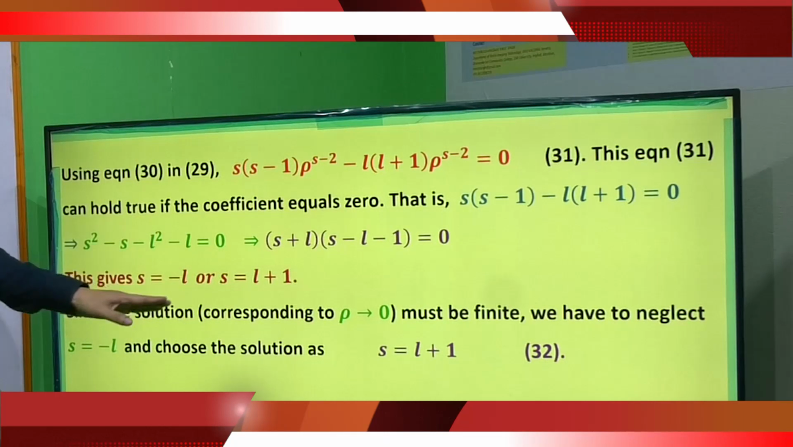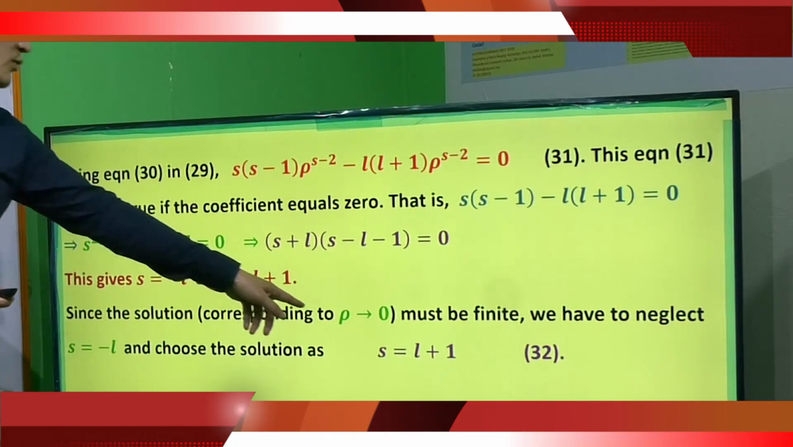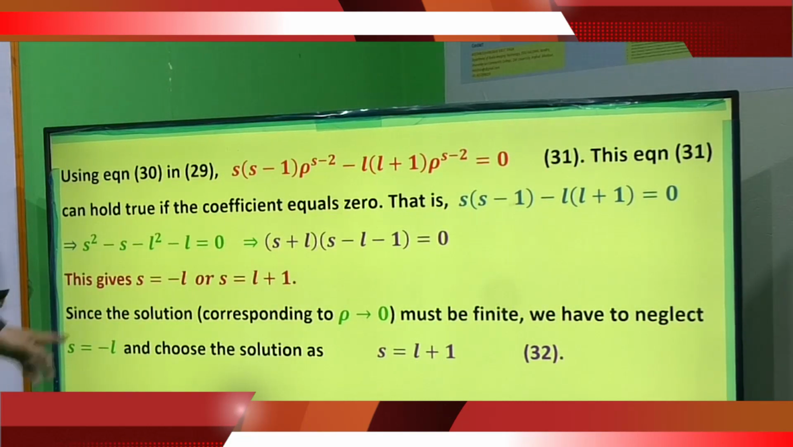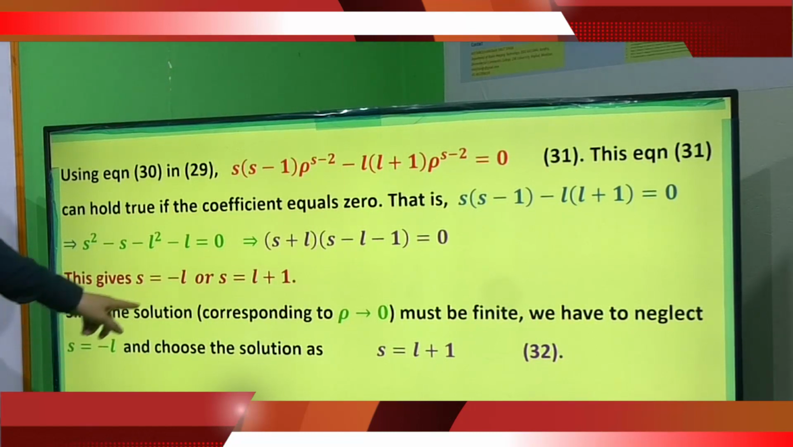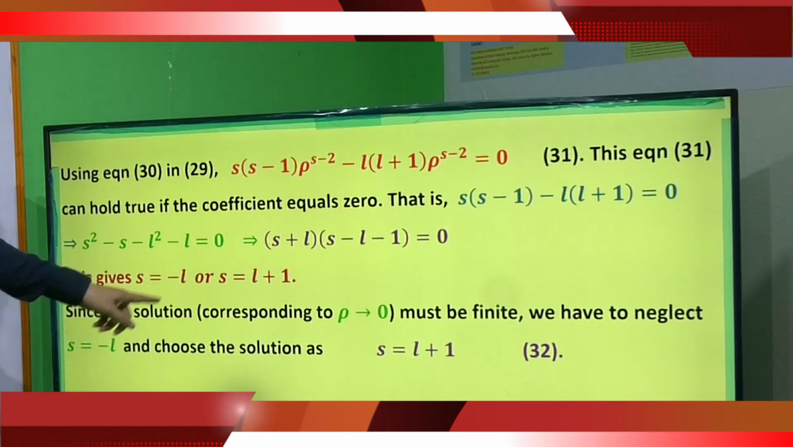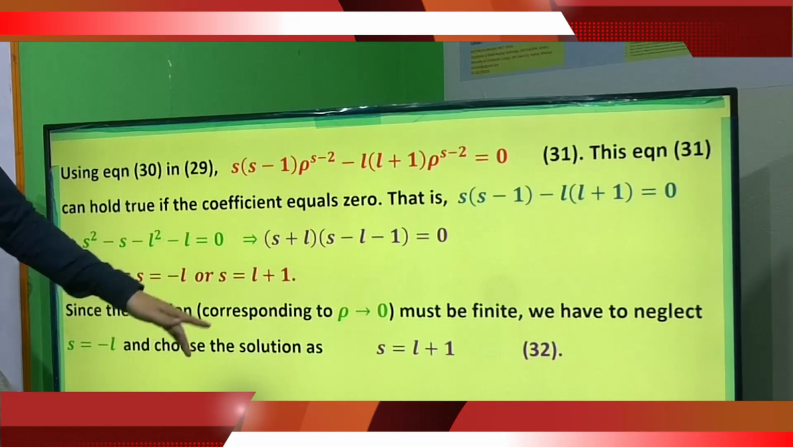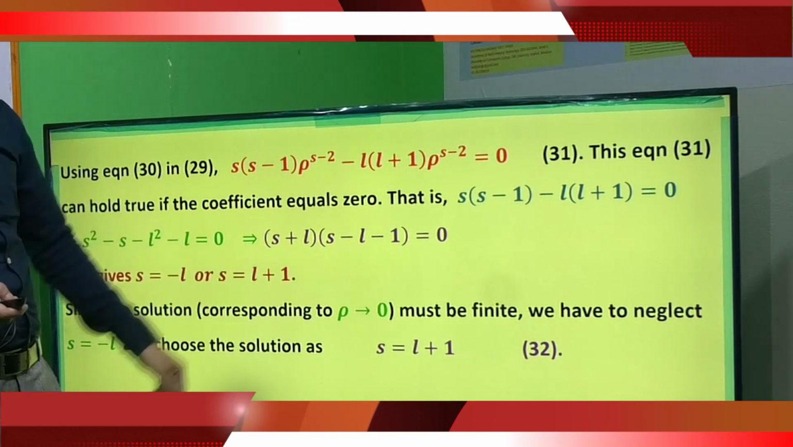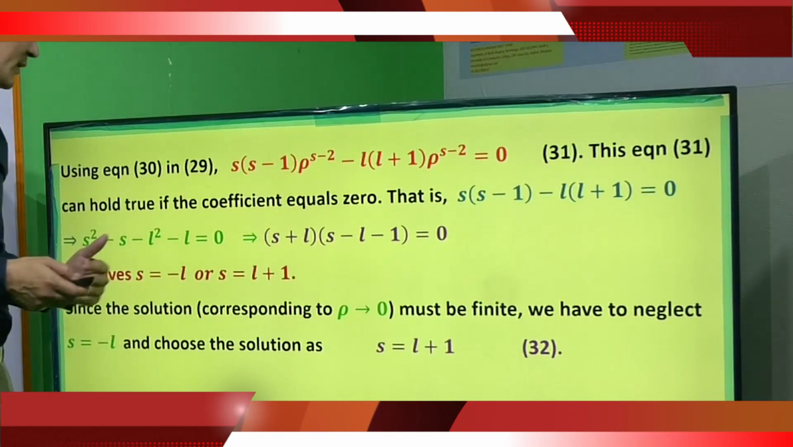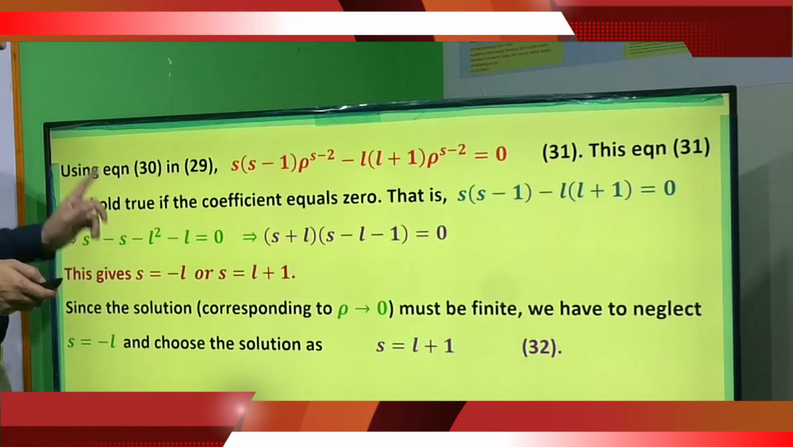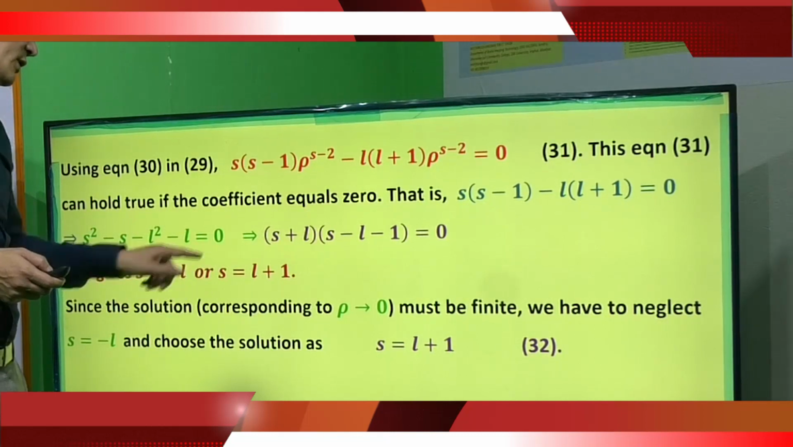We know that the solution must be finite when rho tends to 0. So in that earlier equation, rho to the power s, if you take minus L, rho to the power minus L means that rho comes down, then you cannot take the value of rho to be 0. That value will be infinite if rho tends to 0. We are only left with the option that s is equal to L plus 1.